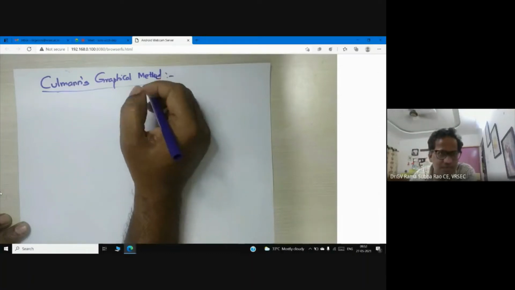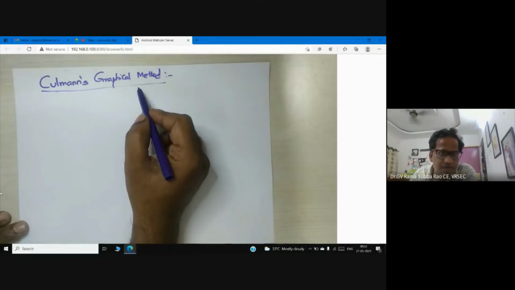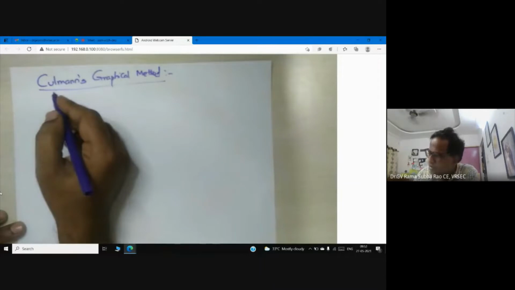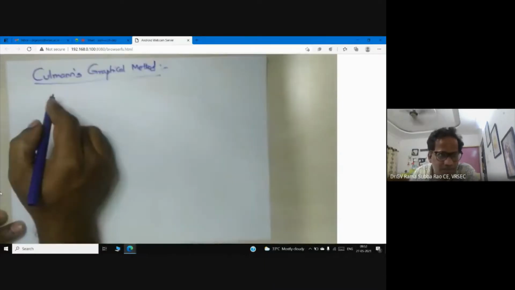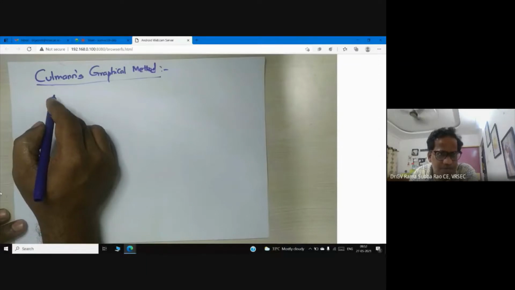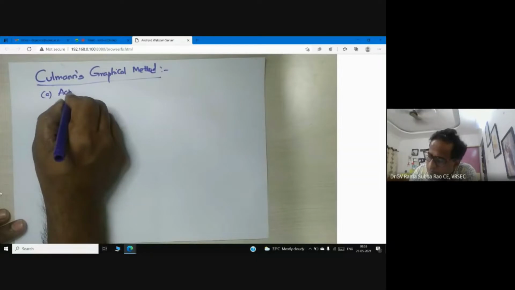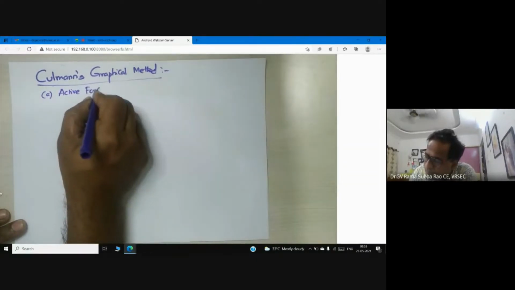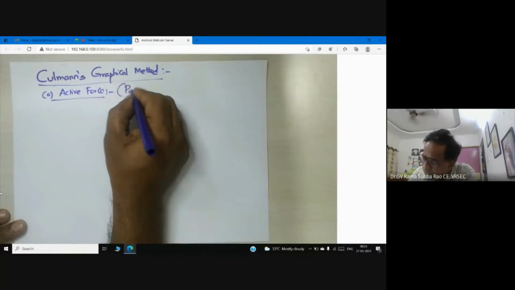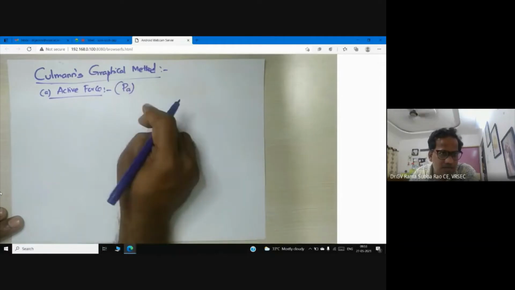Culmann's graphical method. This is a graphical method used for determination of lateral earth pressure. First we will discuss how to determine active earth pressure, that is, active force using Culmann's graphical method. That is our discussion for today.